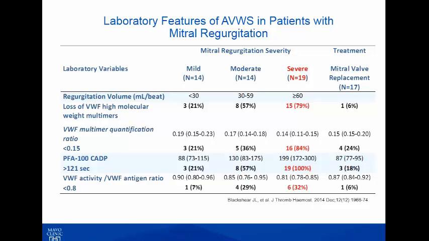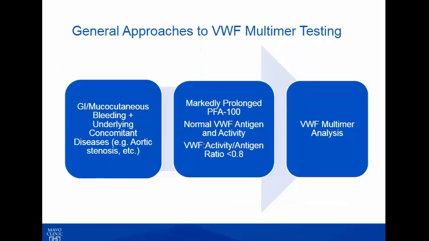So more study and more sensitive tests are needed to address those patients. Basically, the approach is that when we have a patient with GI mucocutaneous bleeding, we need to understand underlying concomitant disease such as aortic stenosis, and then you could perform PFA-100 locally, and we recommend the VWF profile, including antigen and activity, and then we look at the ratio, and then we perform multimer. Sometimes we perform multimer even though the ratios are greater than 0.8 in patients with certain cardiovascular conditions.